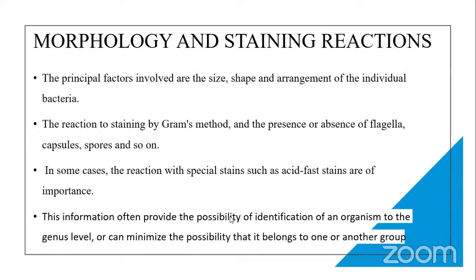The information on morphology and staining reaction of an organism can help us to identify them up to the genus level. It can also help to minimize the possibility that they belong to another group of organisms that are not of the same shape, size, or cell arrangement, especially during classification.